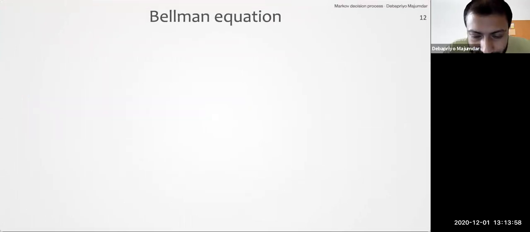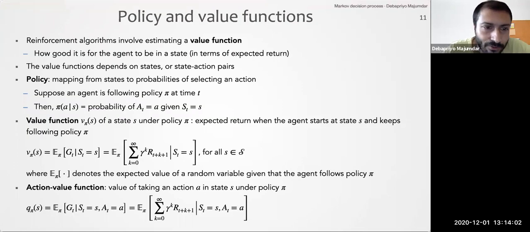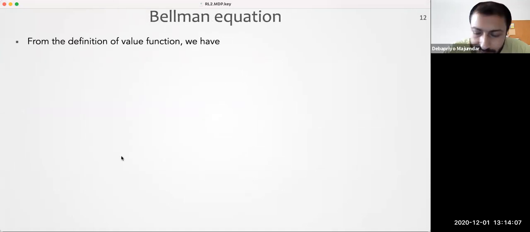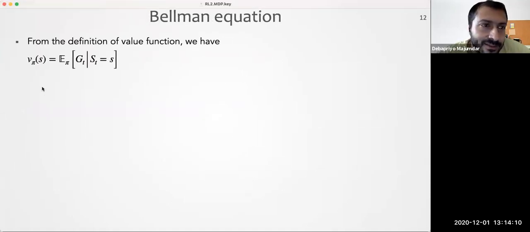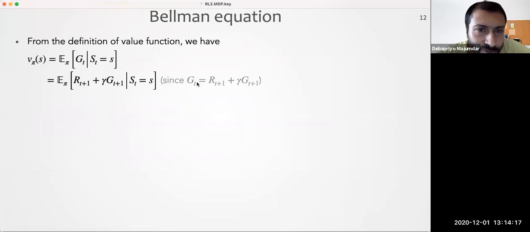All right, we'll finish this class with the Bellman equation today. What we have just seen is the value function. From that definition, the value function is the expected value of G_t given S_t is s. And since we have seen before that G_t is R_{t+1} plus gamma times G_{t+1}, the next reward plus gamma times the next G, we can replace it.